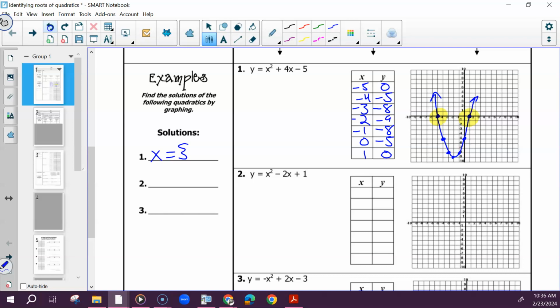-5 and +1. So you can see that from a couple different ways. In our table, we have that here. But also, you could look at the points, the ordered pairs as well. So you're going to write that as -5, 1, least to greatest.